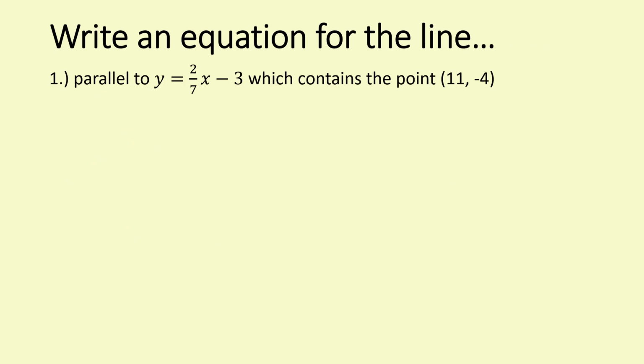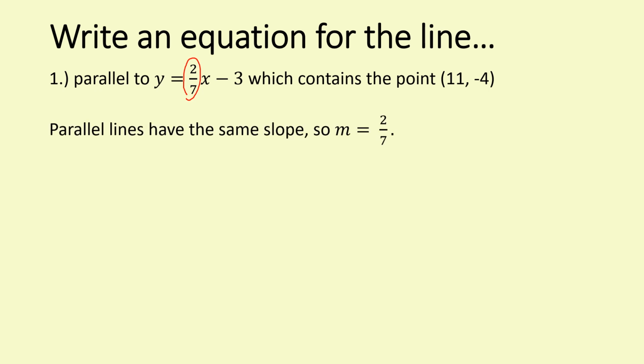Here we're asked to write an equation for a line that's parallel to a given line, knowing that it contains a specific point. So the fact that it's parallel to this line tells us that the slope will be the same as the one in that line. So the slope is 2/7. Okay, we also know that it contains this point here, (11, -4), and it doesn't specify which equation form it wants this to be in.